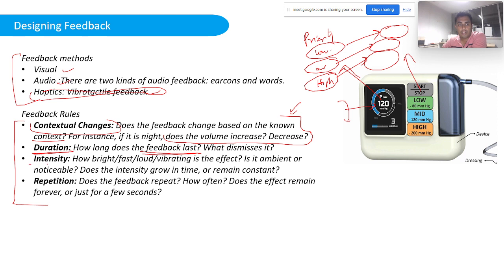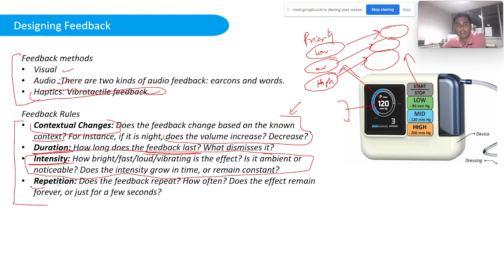Next rule is intensity. Now you need to consider how bright, how fast, how loud a particular feedback should be. Is it ambient or noticeable? Does the intensity grow in time or remain constant? So the change in the intensity also needs to be considered. Probably that will provide you contrast, and it will make one feedback different from another.